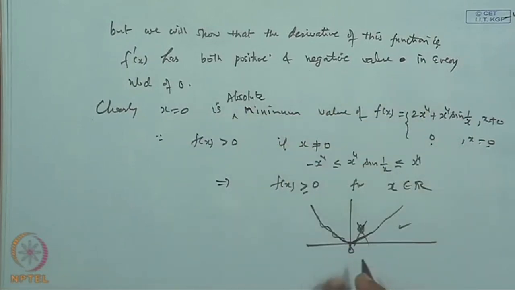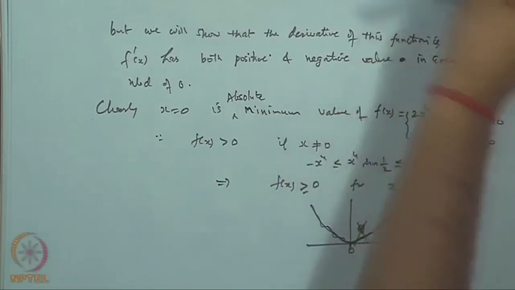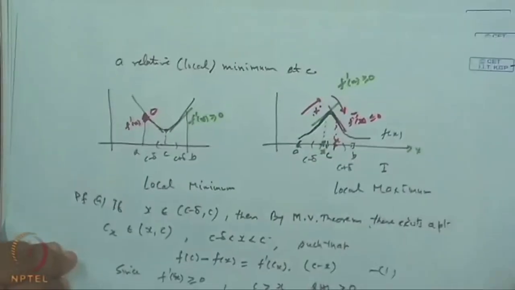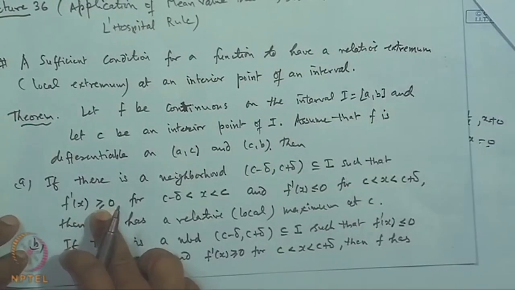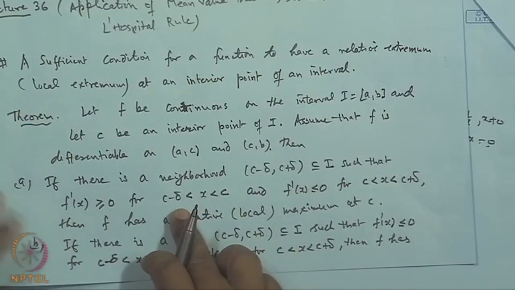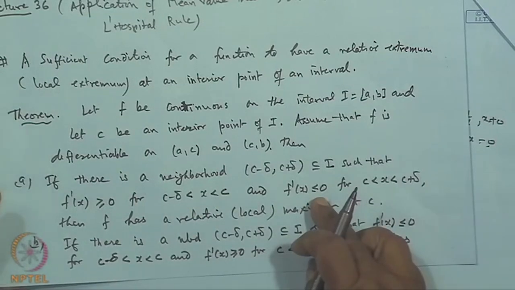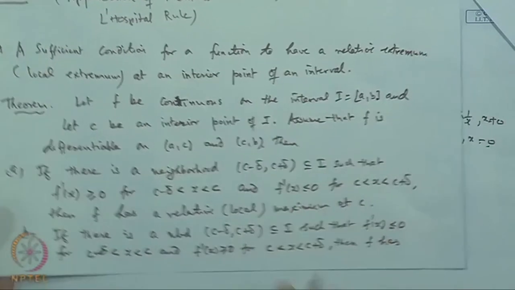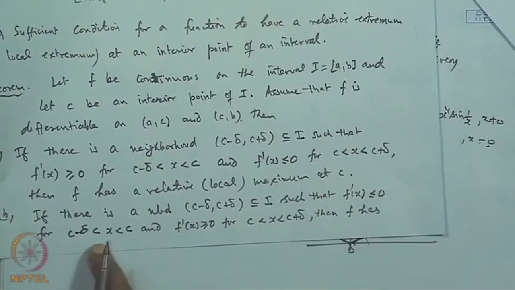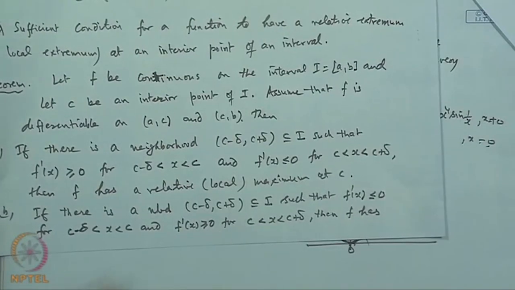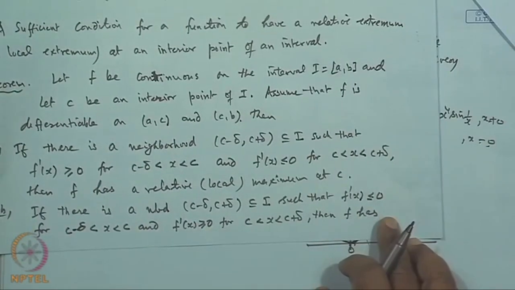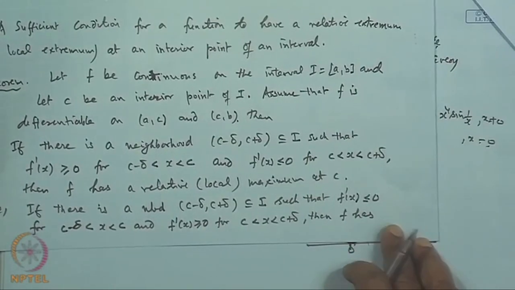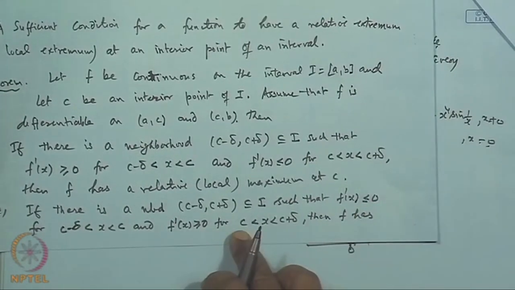It means though it has a minimum value at the point 0, according to the previous result which we have shown, if it is a maximum, the derivative is non-negative on the left hand side interval and non-positive on the right hand side interval. And when it is a minimum point, then on the left hand side all the derivative values will be less than or equal to 0, and on the right hand side it will be greater than or equal to 0.